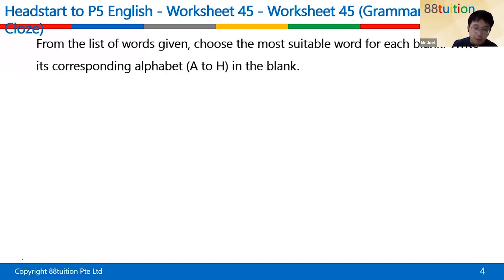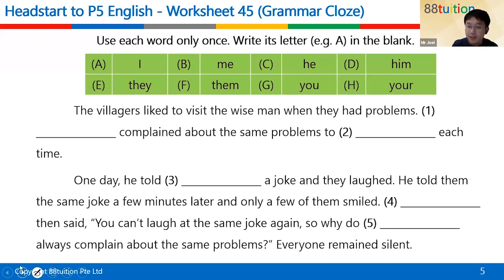So first up, grammar cloze. So there's always a list of helping words. Same thing for vocabulary cloze, okay? So the villagers liked to visit the wise man when they had problems. Blank complained about the same problems to blank each time. So for question 1 over here, everyone got it correct except for Zoe. Zoe, you might want to give me the answer again for question 1.